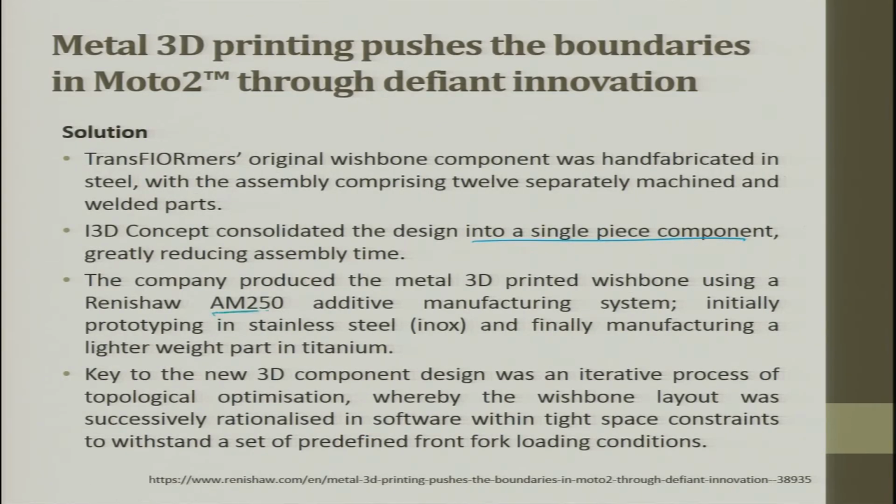Okay. It is made through AM250 machine. Initially, the prototype is in stainless steel and finally manufactured as a lightweight part with titanium, because the density of titanium is lighter. Key to the new 3D component design was an iterative process of topological optimization, whereby the wishbone layout was successfully rationalized in software within tight space constraints to understand a set of predefined front fork loading conditions.